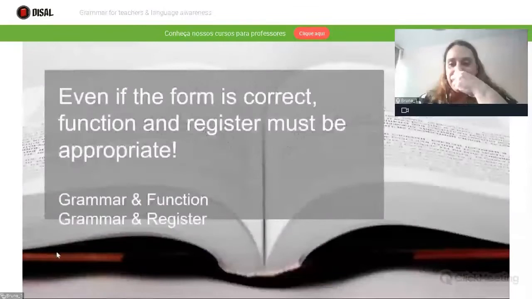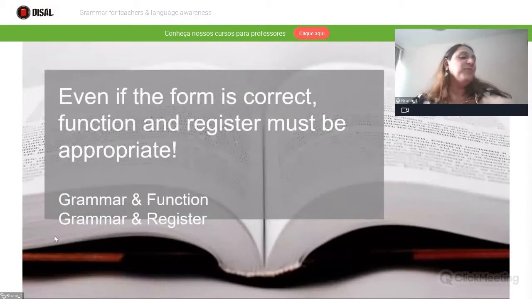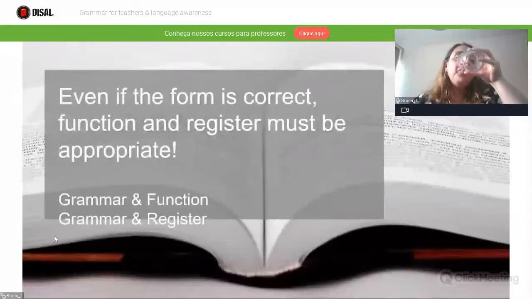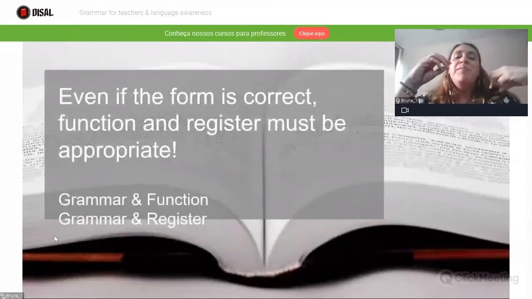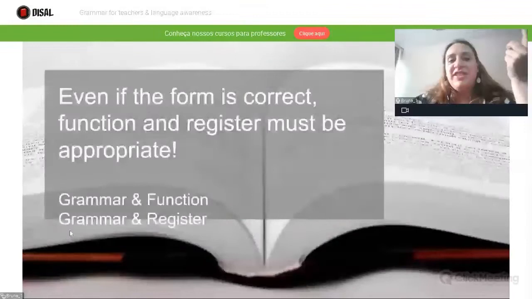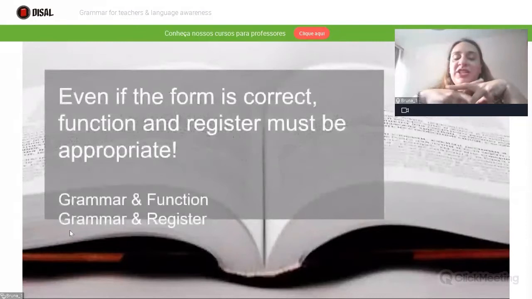It's true that we teach form more often because it's easier to explain. Those are the rules, as the grammar definition at the beginning of my session would say. So those are the rules, so they're easier to explain. But the other things are also important. How to use is important. How to form is important, but we cannot forget about function and register.